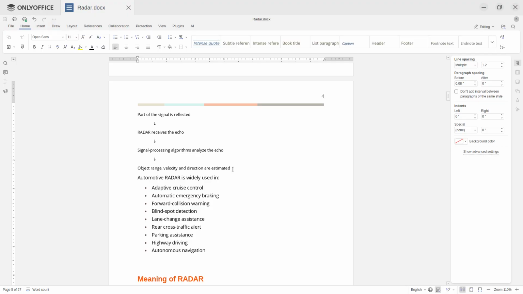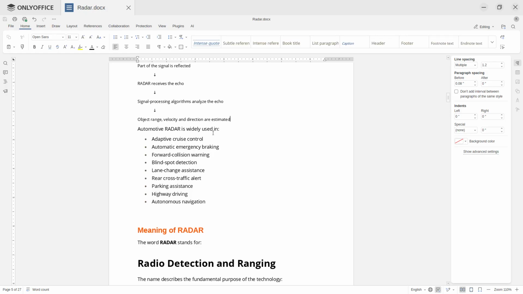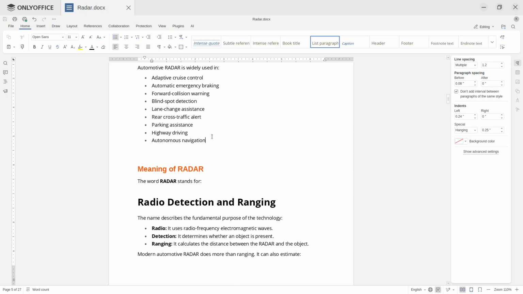Here one thing to understand is that radar is very good at understanding the velocity of the object, but it is not very good at understanding the shape of the object. So in order to understand what the shape is, many times the radar data is fused with other sensors. Automotive radar is widely used in ACC, adaptive cruise control, automatic emergency braking, forward collision warning, blind spot detection, lane change assistance, rear cross traffic alert, parking assistance, highway driving, autonomous navigation.